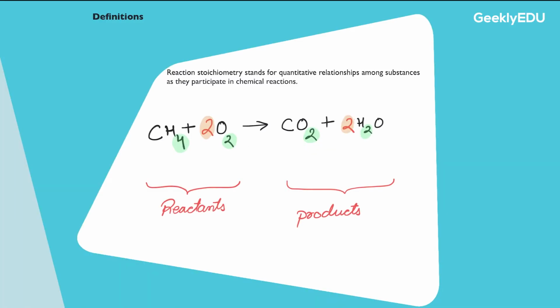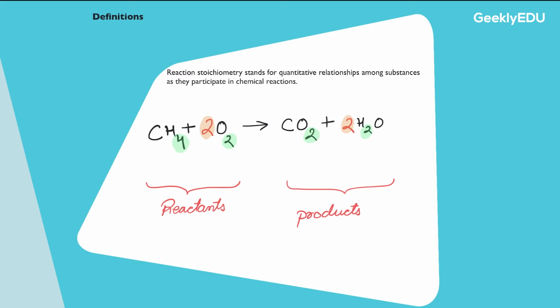So we'll try to understand the mass and volume calculations and molar calculations, using two equations at least. So let's start with a very basic equation: CH4 plus 2 O2 gives 1 CO2 and 2 H2O. Now, what is reaction stoichiometry?